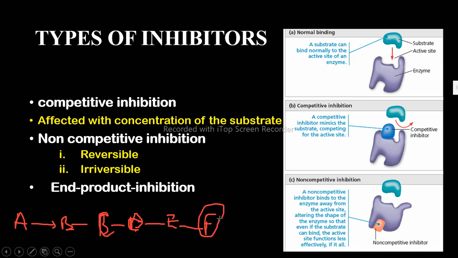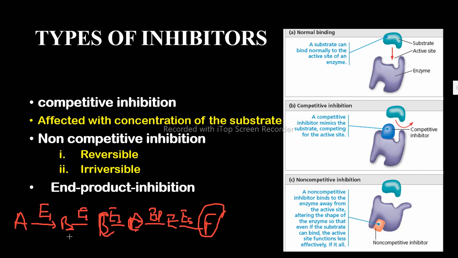So if F is the end product and F is formed from a number of different intermediates, all these intermediates are catalyzed by enzymes. You have enzyme E1, enzyme E2, E3, E4. All these are different enzymes, and E5. So the formation of F undergoes different intermediates.